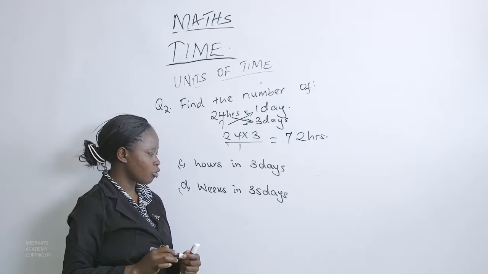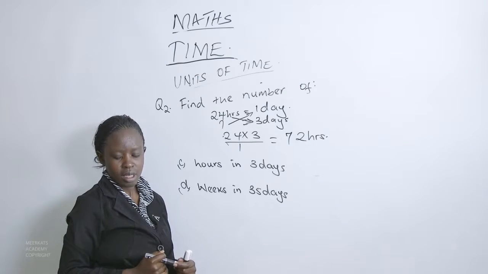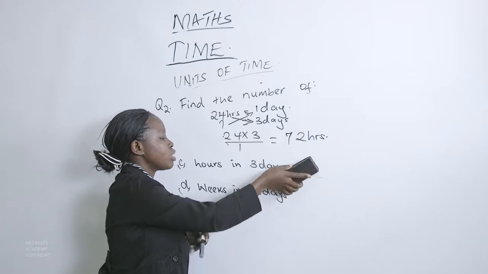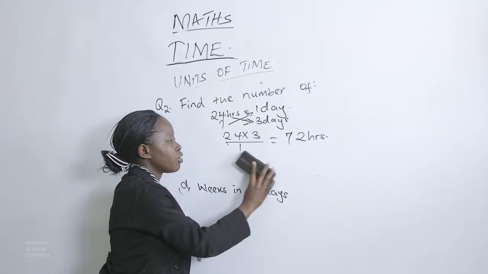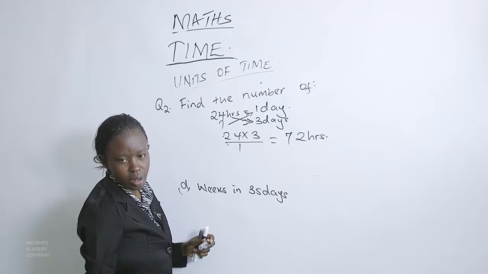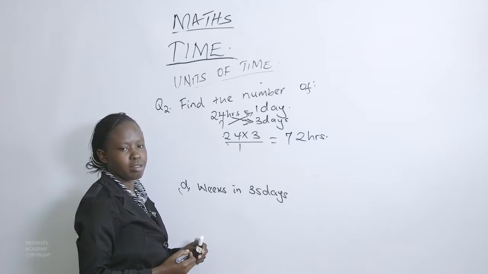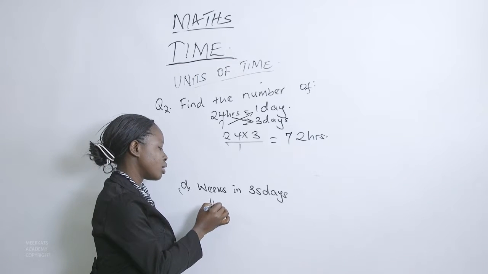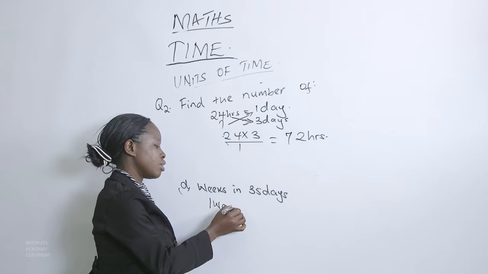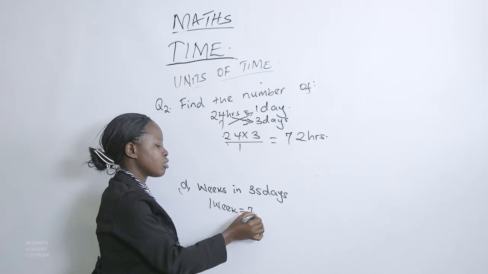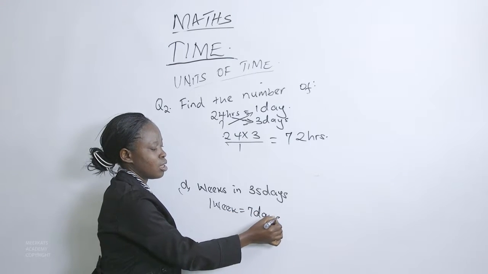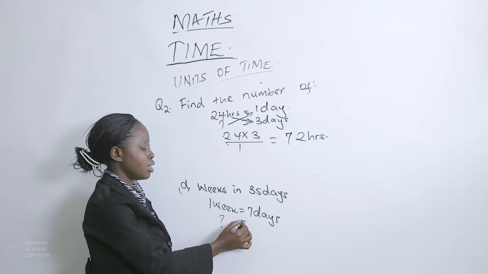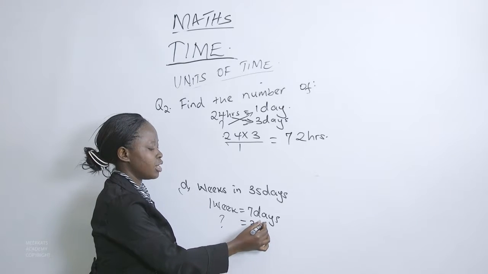Then next we need to find the number of weeks in 35 days. So how many weeks are there in 35 days? We all know that a week is made up of 7 days. So 1 week is equivalent to 7 days. We are looking for how many weeks there will be in 35 days.